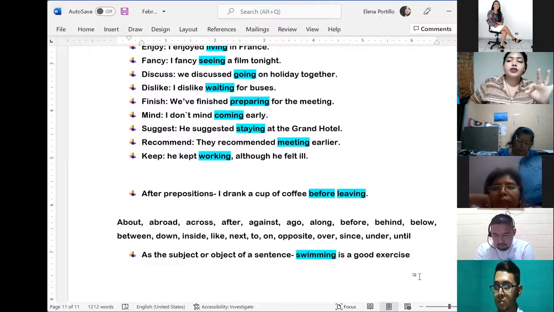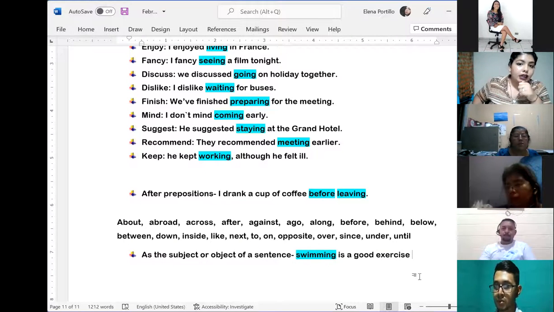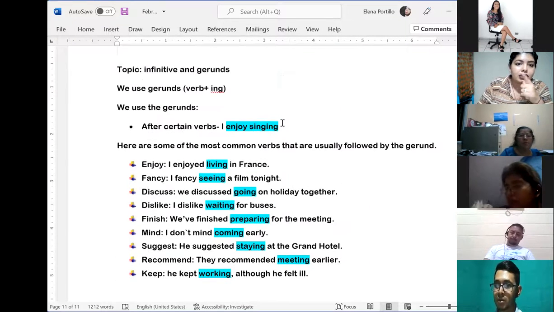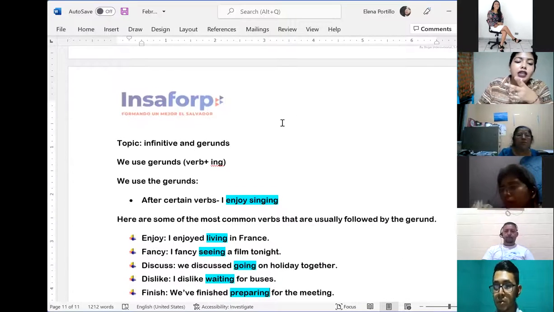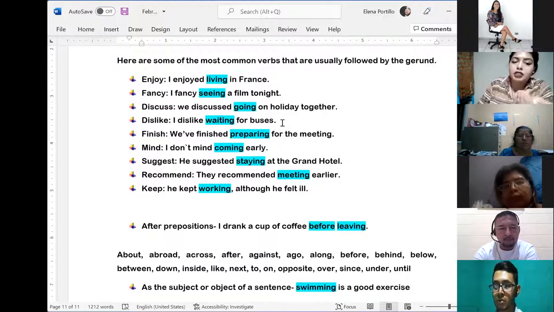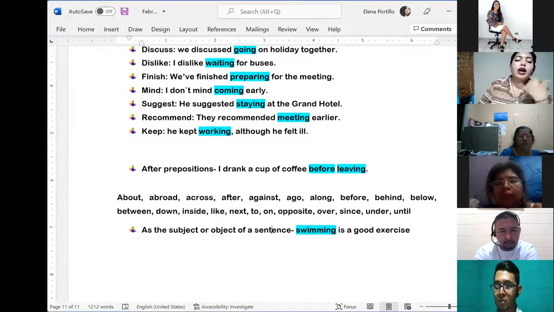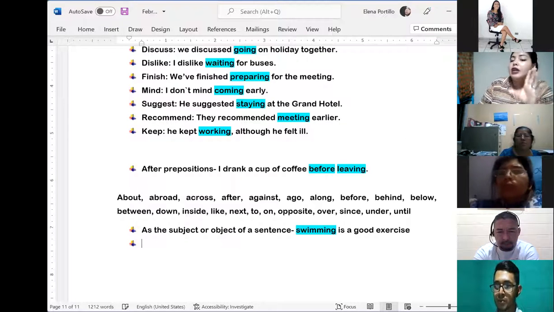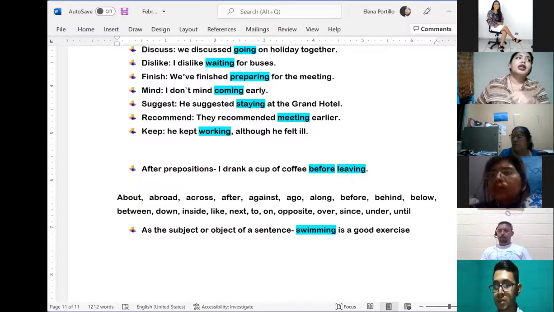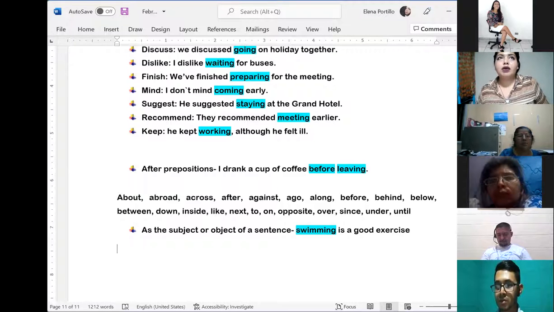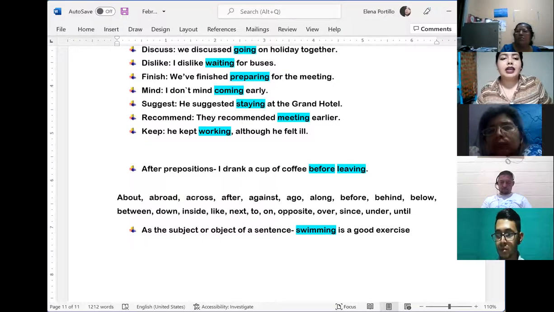So we have three uses for the ing form of the verb. The first one is after certain verbs, like we are seeing in this case, where we have some examples. Then after the preposition, where we also have some examples here of the prepositions. And then we can use it as the subject or object of a sentence, and we use this kind of verb by adding just ing. In some cases, we can change some letters at the end of the verb. For example, the verb fly, we are just going to add ing, flying. But in the case of swimming, we add an extra letter to the verb. So in those cases, we can change something.